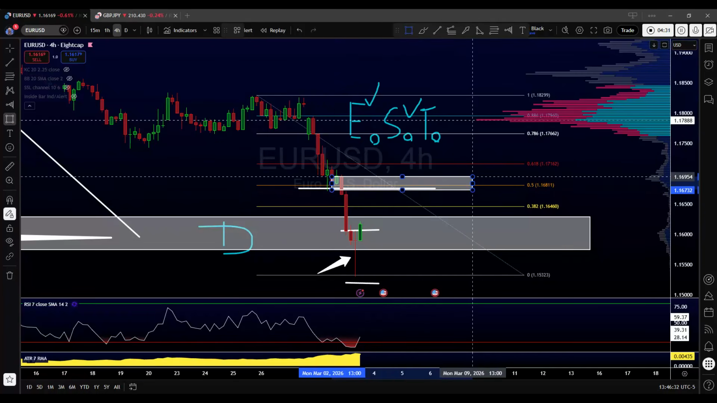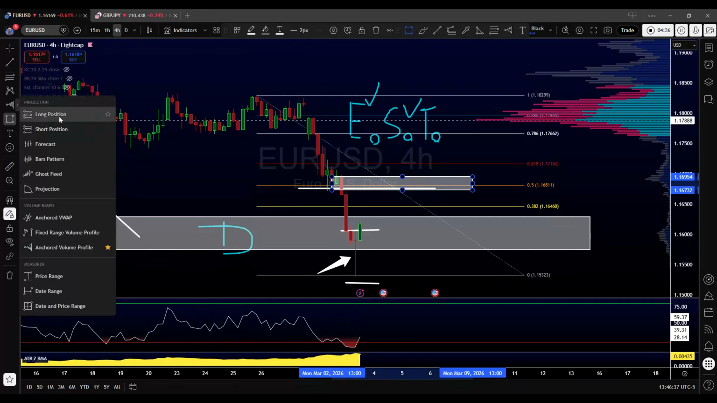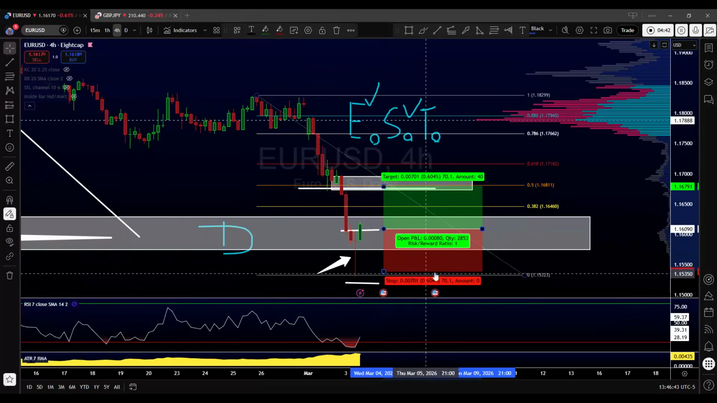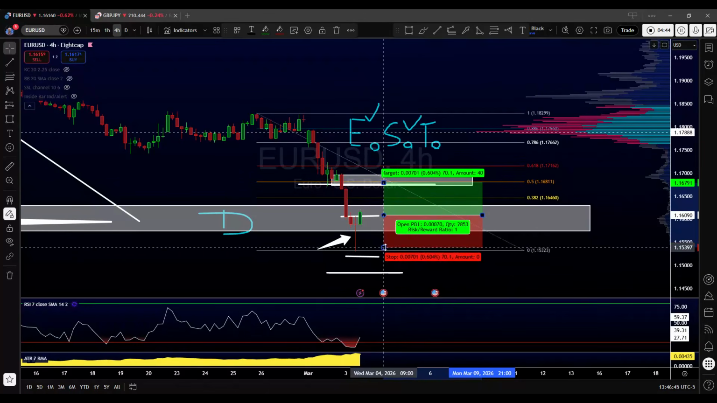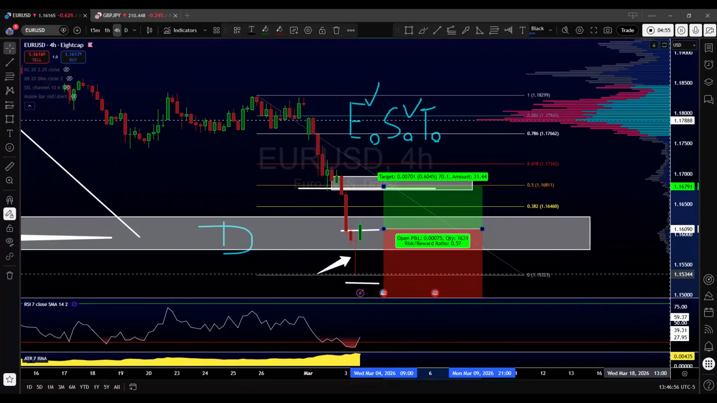Now, the unfortunate part about this level is that if we measure out our risk reward, let's say I were to enter at the very minimum 1 pip above that level. If I drag my stop loss down to my stop and I drag this up to my target, you can see that it's not going to be a great risk reward opportunity. So this invalidates the trade for me for now.